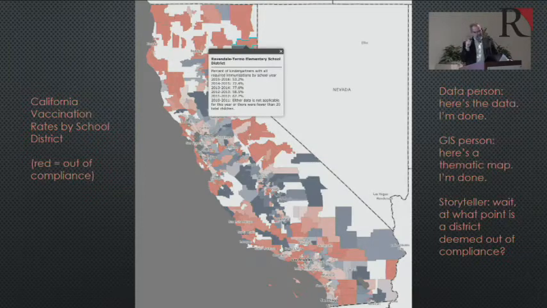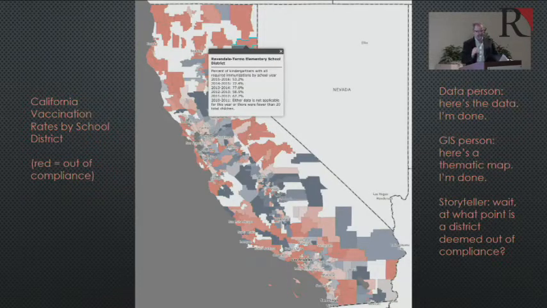The data person who provides this data, they kind of say, well, here's the data. I'm not a mapper. I'm done. I provided you data. And the GIS person might say, well, I took your data and I was able to get it into a mappable form, and I made a thematic map of the data, so I made sure there's different colors for different values, and I am done. And there's a key third person. This is the person who's actually accountable for telling the story of this data, or the story about the subject that this data purports to represent.